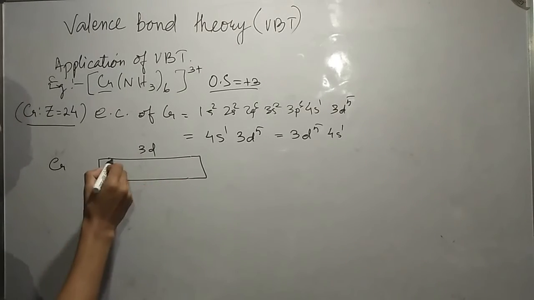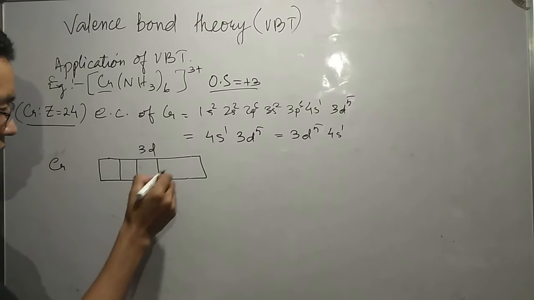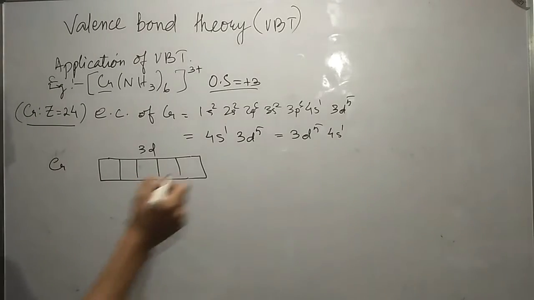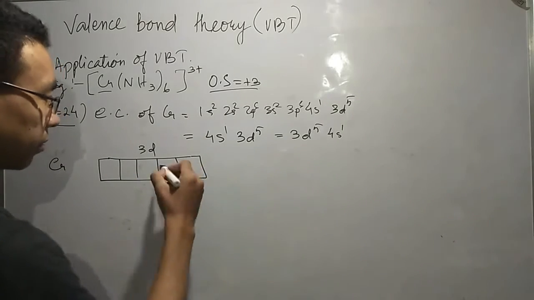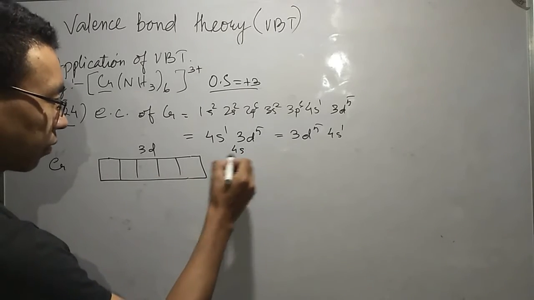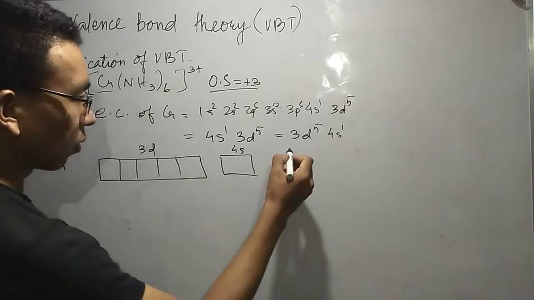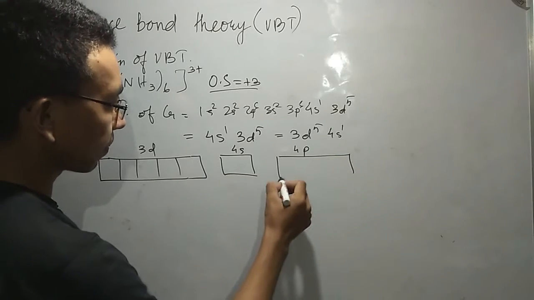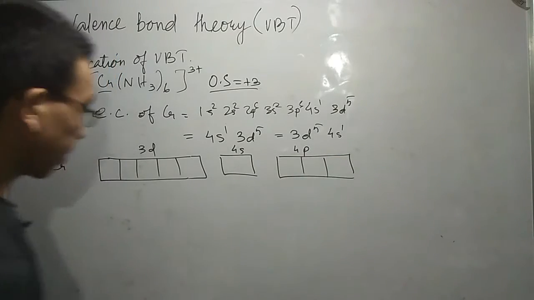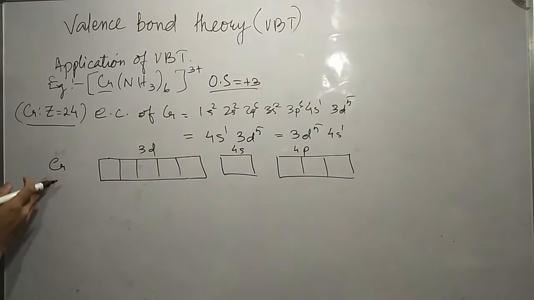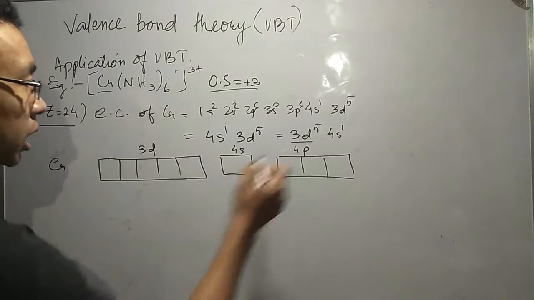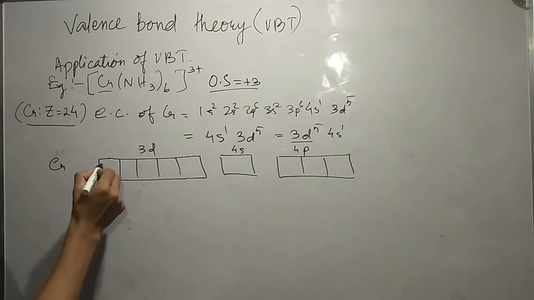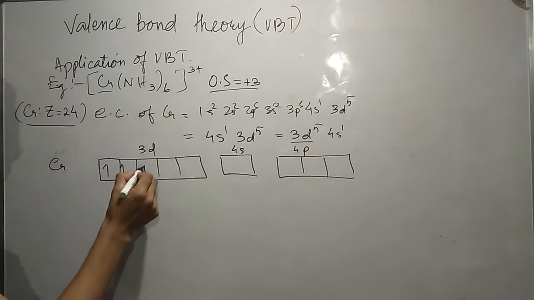Okay, this is how we do it. The 3d has 5 degenerate orbitals, then 4s has 1 orbital, and we also put 4p. Now for chromium, in the 3d orbital there are 5 electrons, so we put 5 electrons.